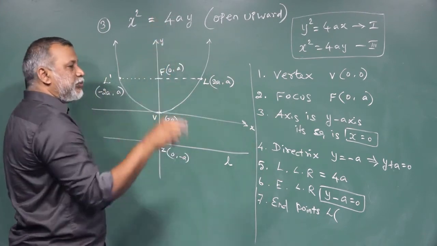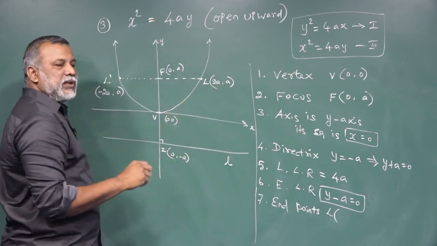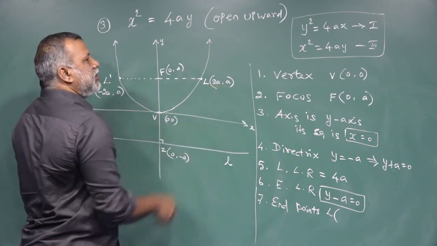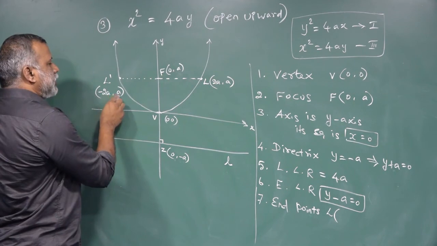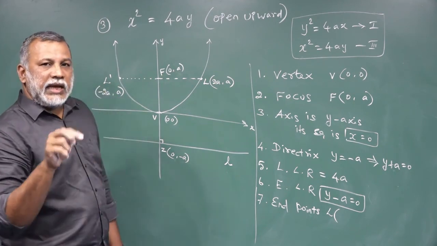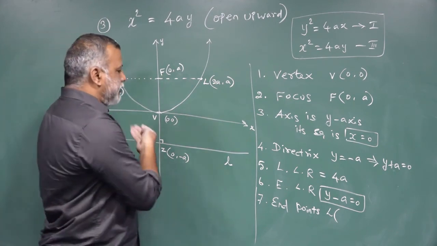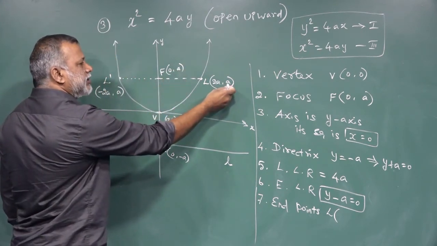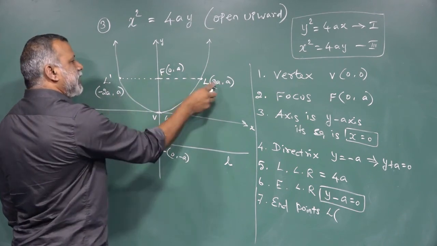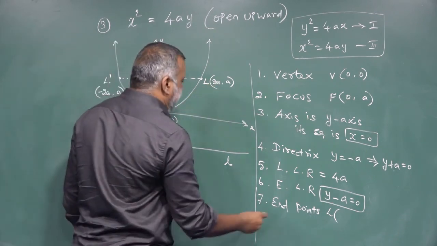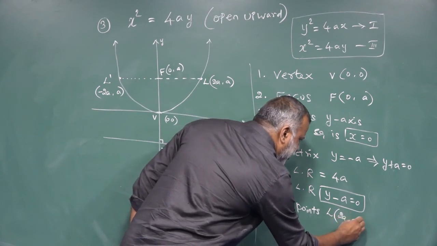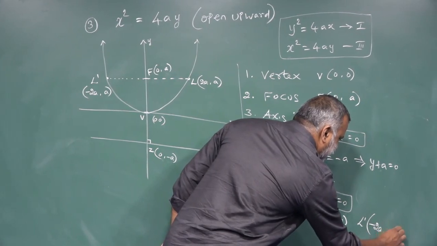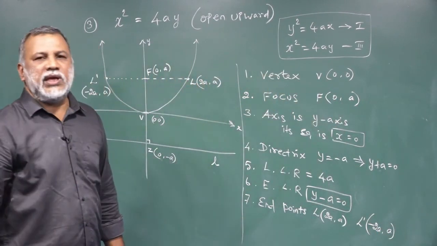When compared with type 1, here it is a comma 2a. Here just interchange: 2a comma a. See here, minus 2a comma a. In type 1, L dash is a comma minus 2a. Therefore, interchanging this, here 0 comma a, here also a must be the same. Then 2a, minus 2a. Therefore, L is 2a comma a and L dash is minus 2a comma a. So these are the endpoints of the latus rectum.